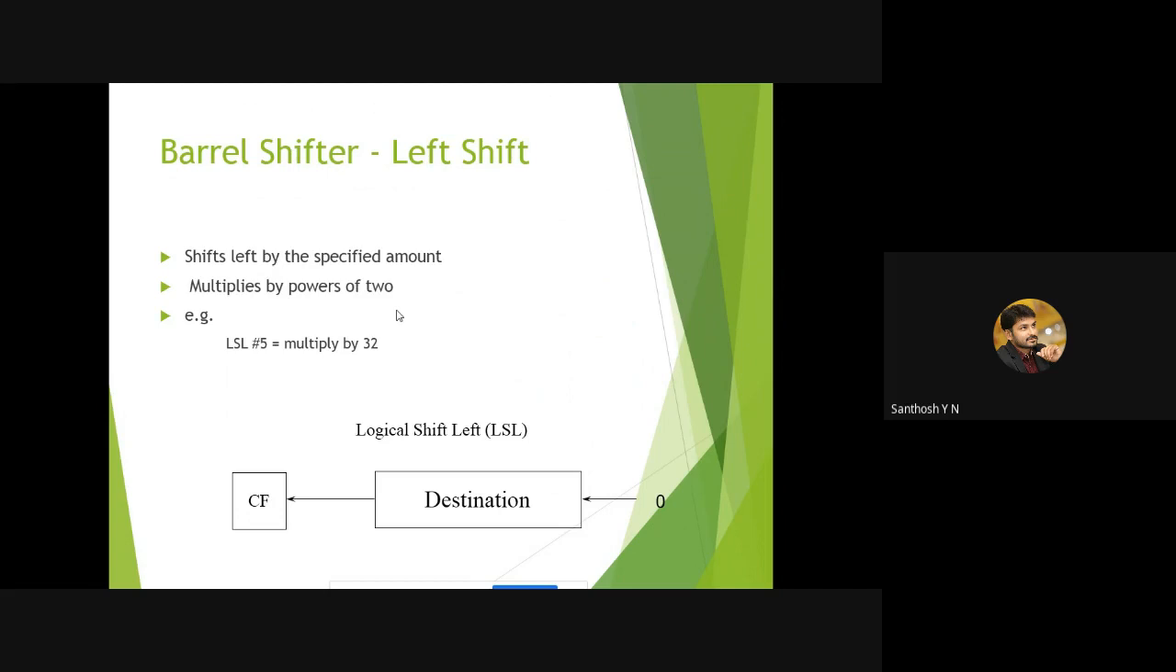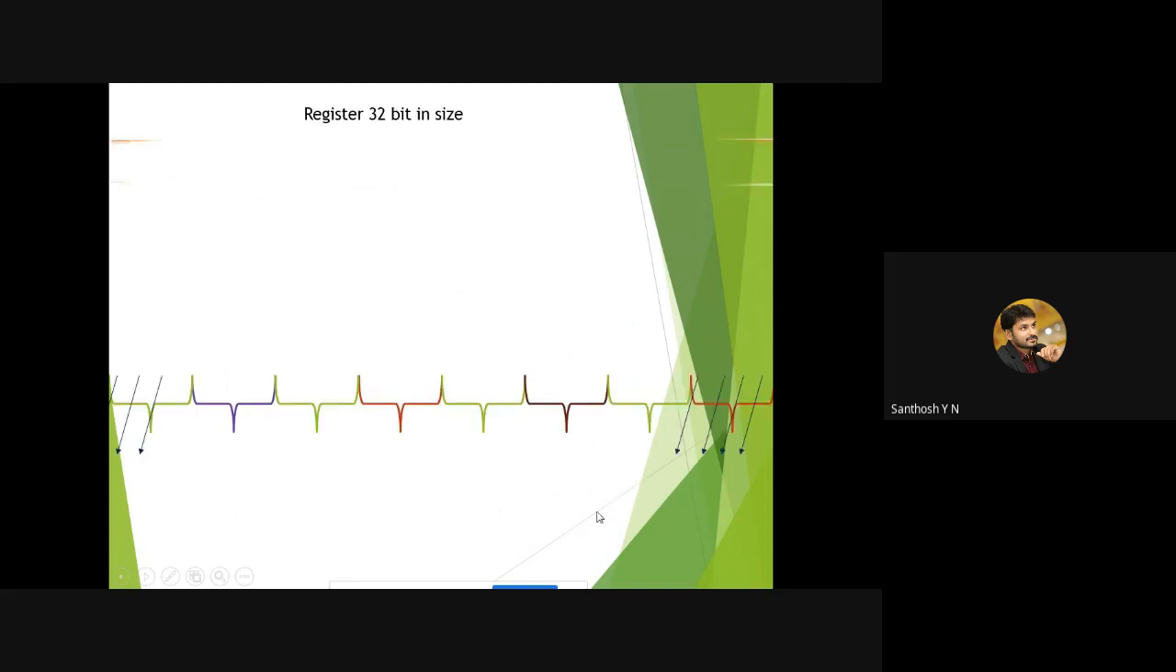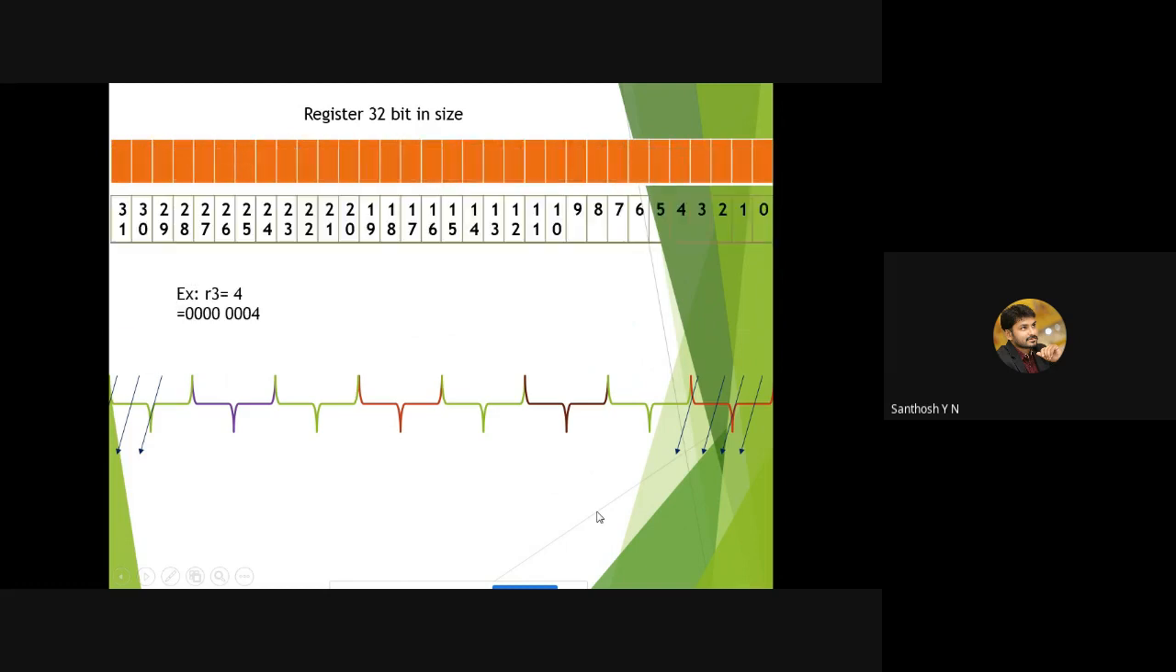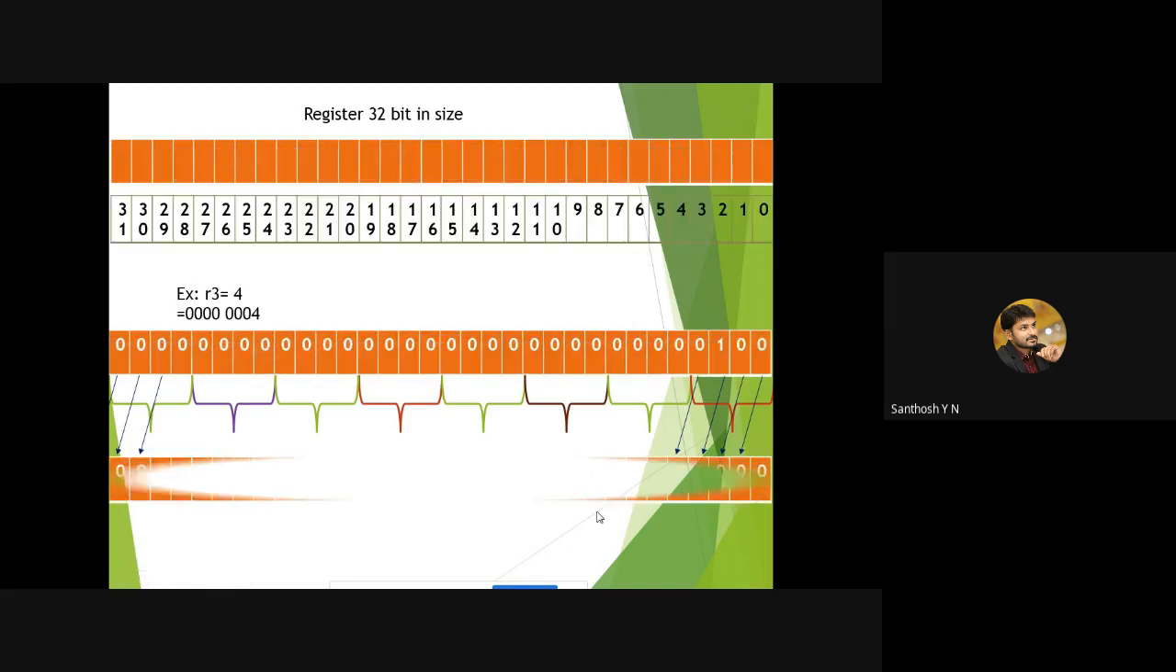If you want to perform a logical left shift of a particular data 5 times, then you have to multiply that data by 2 to the power of 5. That is, 2 to the power of 5 is nothing but 32. So you multiply the data by 32, and you get the result automatically instead of performing the shifting operations. I'll just explain with a simple example.